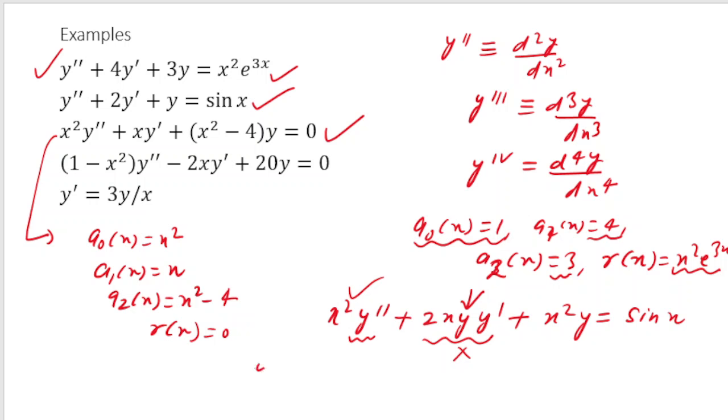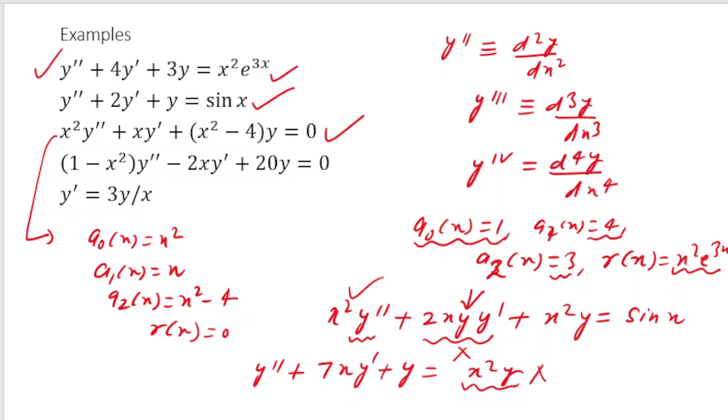Suppose I write y double dash plus 7xy plus 7xy dash plus y is equal to, suppose I write, x square y. So this is also not a linear differential equation, because on the right hand side we should have a function of x only, but here the y term is also present, so this is also not linear, right?